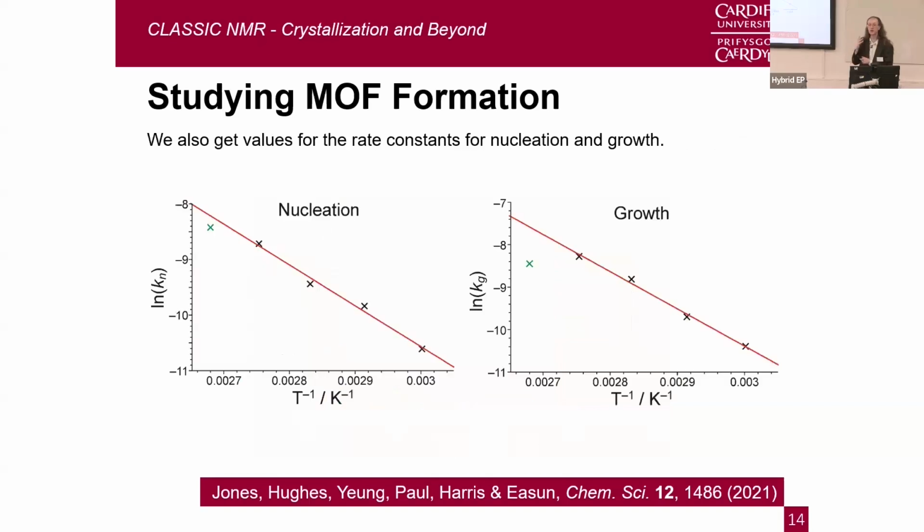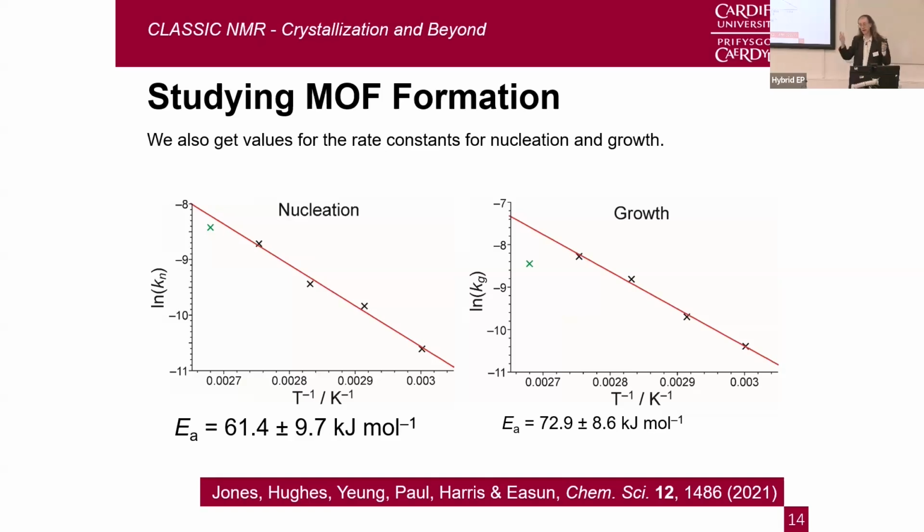But you can also get the rate constants for both nucleation and growth. And so we can go back to undergraduate kinetics and do an Arrhenius plot. And if we do that, we can then extract activation energies for both nucleation and growth. So just from that series of spectra that we acquired, we can get all the way through to doing a kinetic analysis of the growth of this MOF. And those numbers, 60-odd, 70-odd kilojoules per mole, are exactly the kind of values that are expected from other techniques. So this is really telling us a very nice, complete story about the MOF formation.